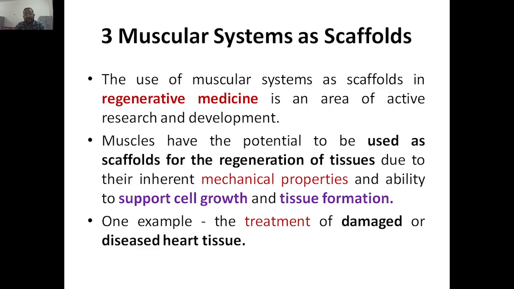In order to understand the next two topics, both are related to scaffolds, but here we are using two systems: the muscular system as scaffold and the skeletal system as scaffold. We need to know what scaffolds are. Scaffolds act as a mesh structure or a structural network, which gives structural and mechanical support for cells to attach on their surfaces and grow.